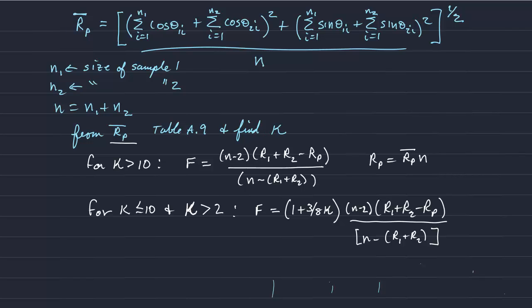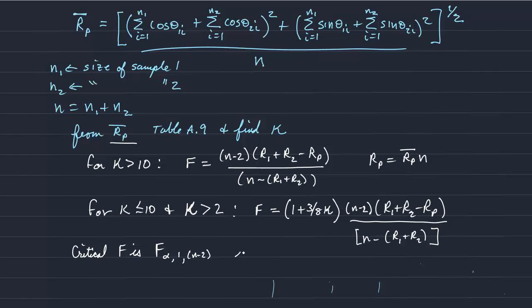If kappa happens to be less than 2, then Davis notes that you need special tables, and he gives a reference on page 327 in the handout. So the critical value of F is F for a given significance level, 1 for the numerator degrees of freedom, and n minus 2 for the denominator degrees of freedom.